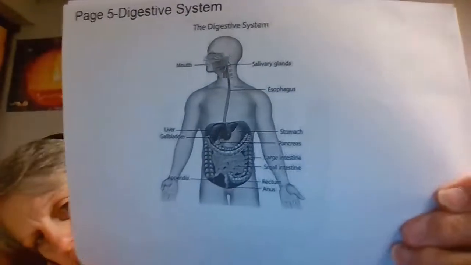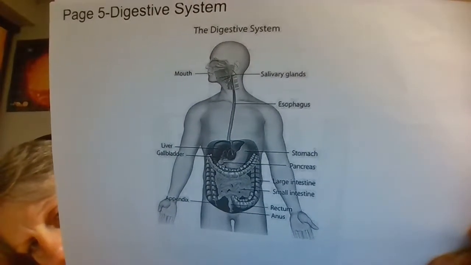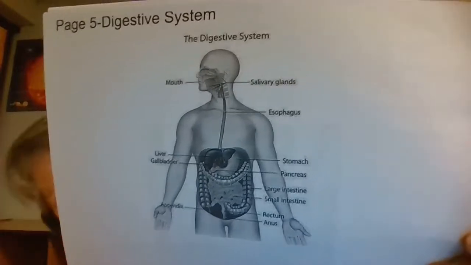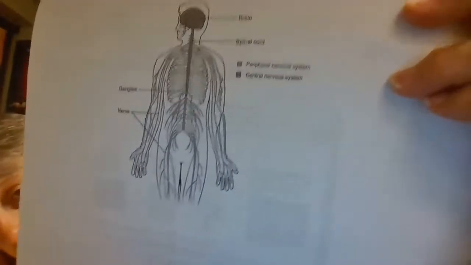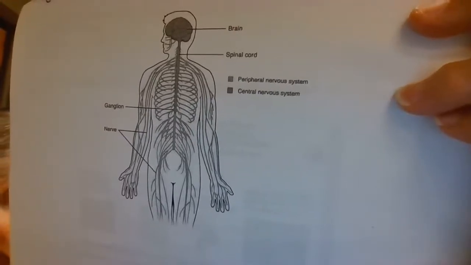And then finally, we talk about the digestive system, because this is only the fourth one. The digestive system starts at your mouth and it ends when you eliminate the food. We'll talk about that in great detail. We're also going to talk about your nervous system, and that involves all of the nerves in your body and your brain.